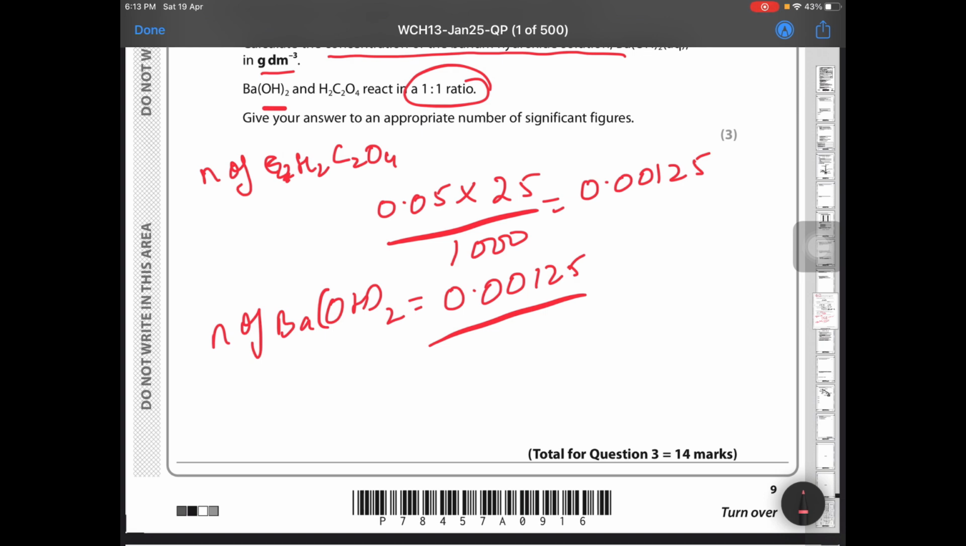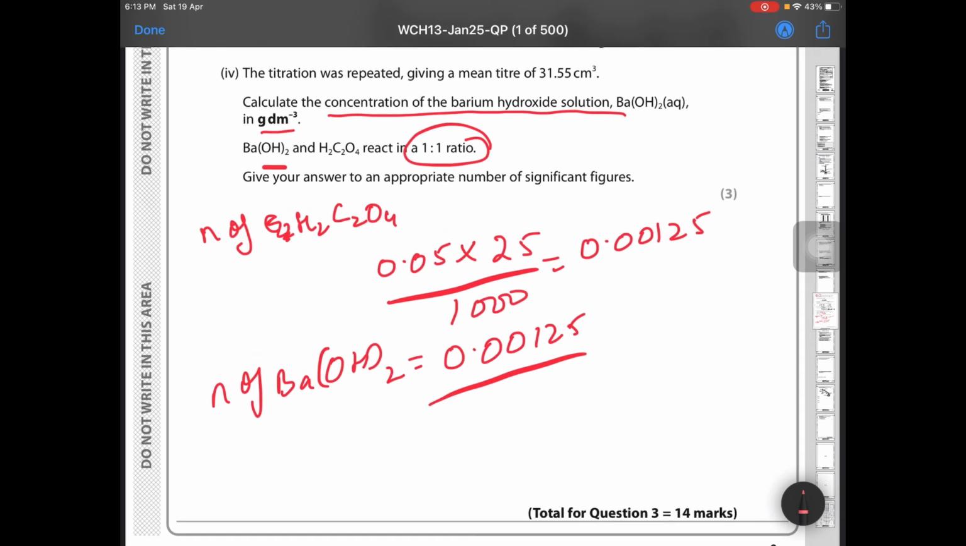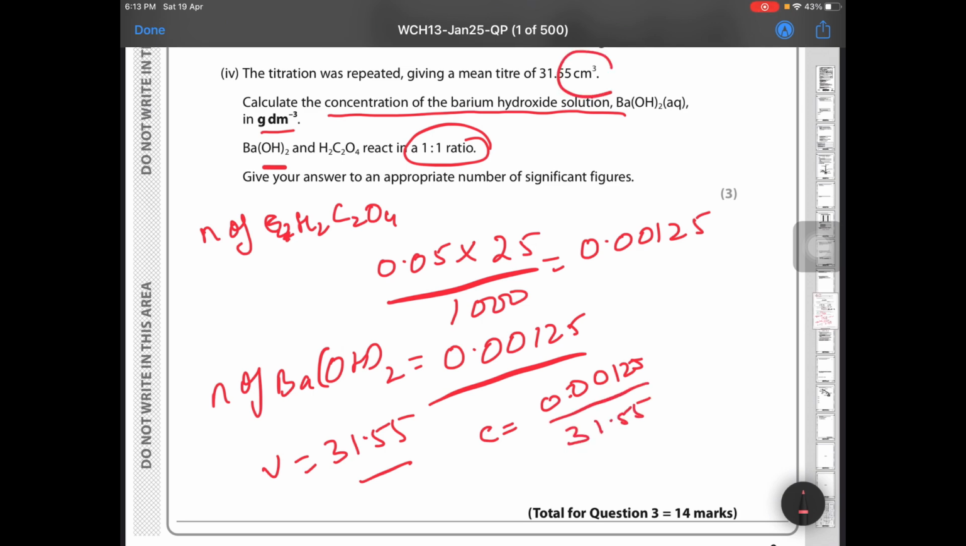Now you have the moles, volume is 31.55. You can find the concentration easily. To find the concentration, just put in the formula 0.00125 upon the volume, which is 31.55, but this is in centimeter cube. You have to convert to decimeter cube. You solve this, you will get 0.0396.